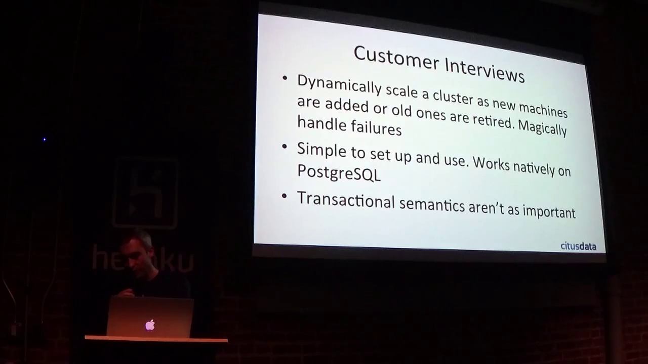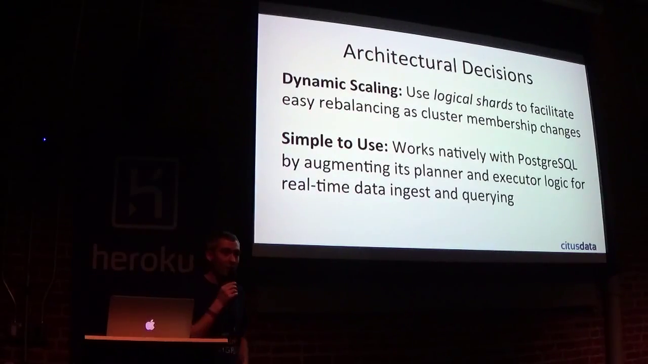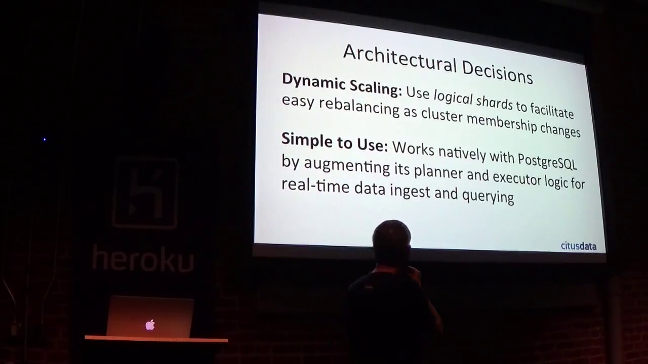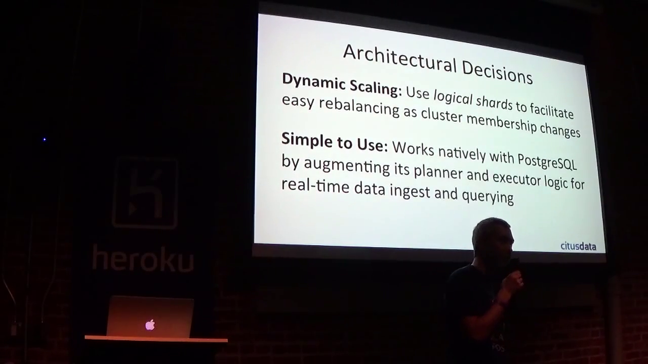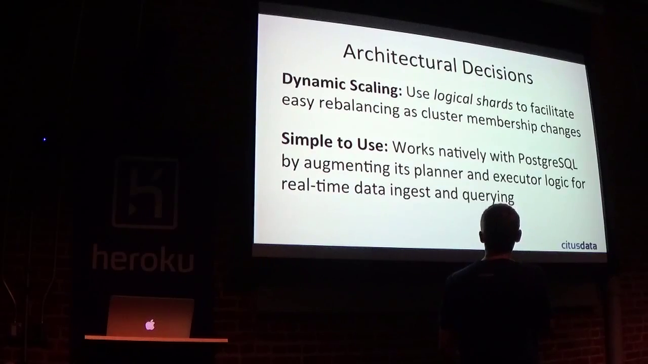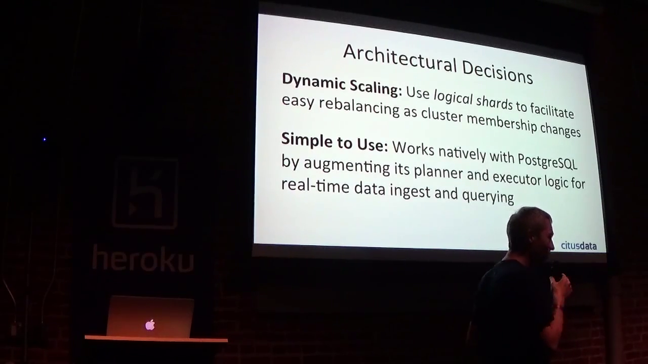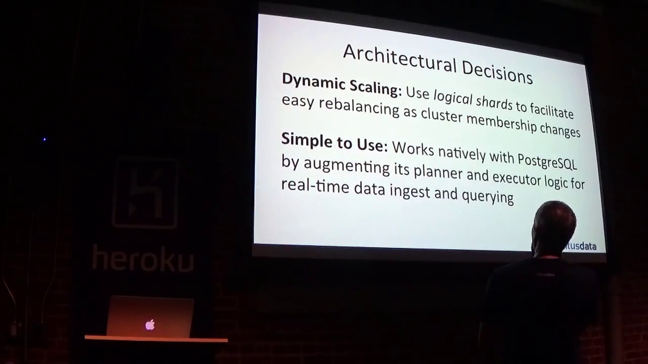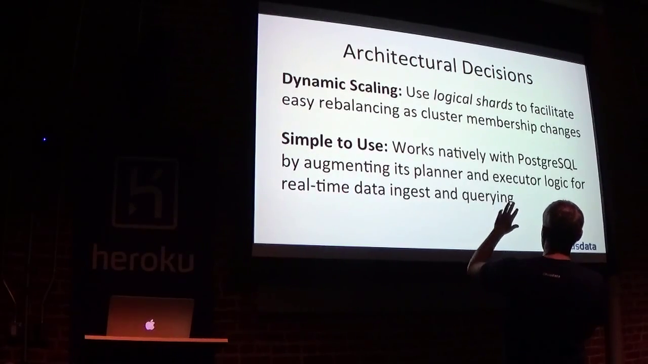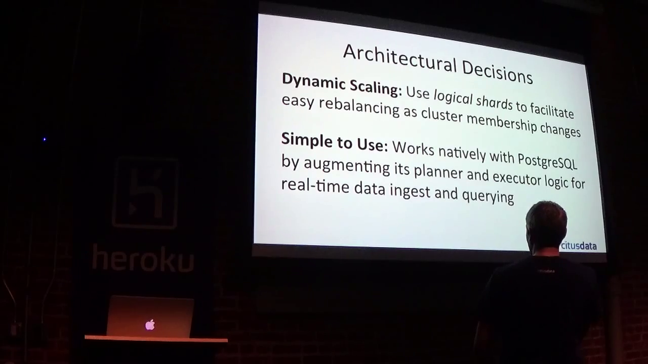So we took all of that in, and then we tied it into the architectural decisions. The first one, dynamic scaling, I'm going to jump into that in a second with slides, is using logical sharding so that you can easily rebalance your cluster and handle failures. That was how we architecturally tied the dynamic scaling decision into PG Shard itself.